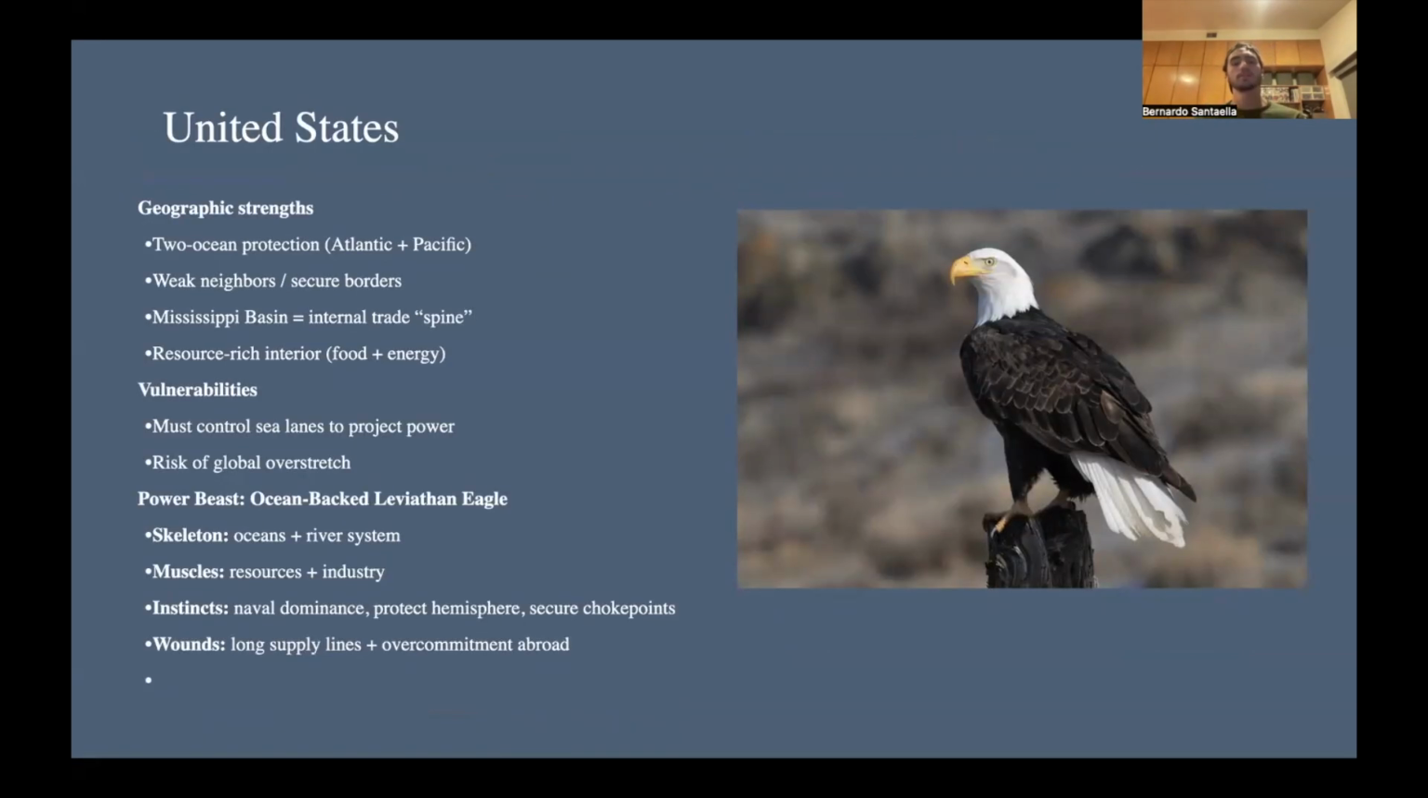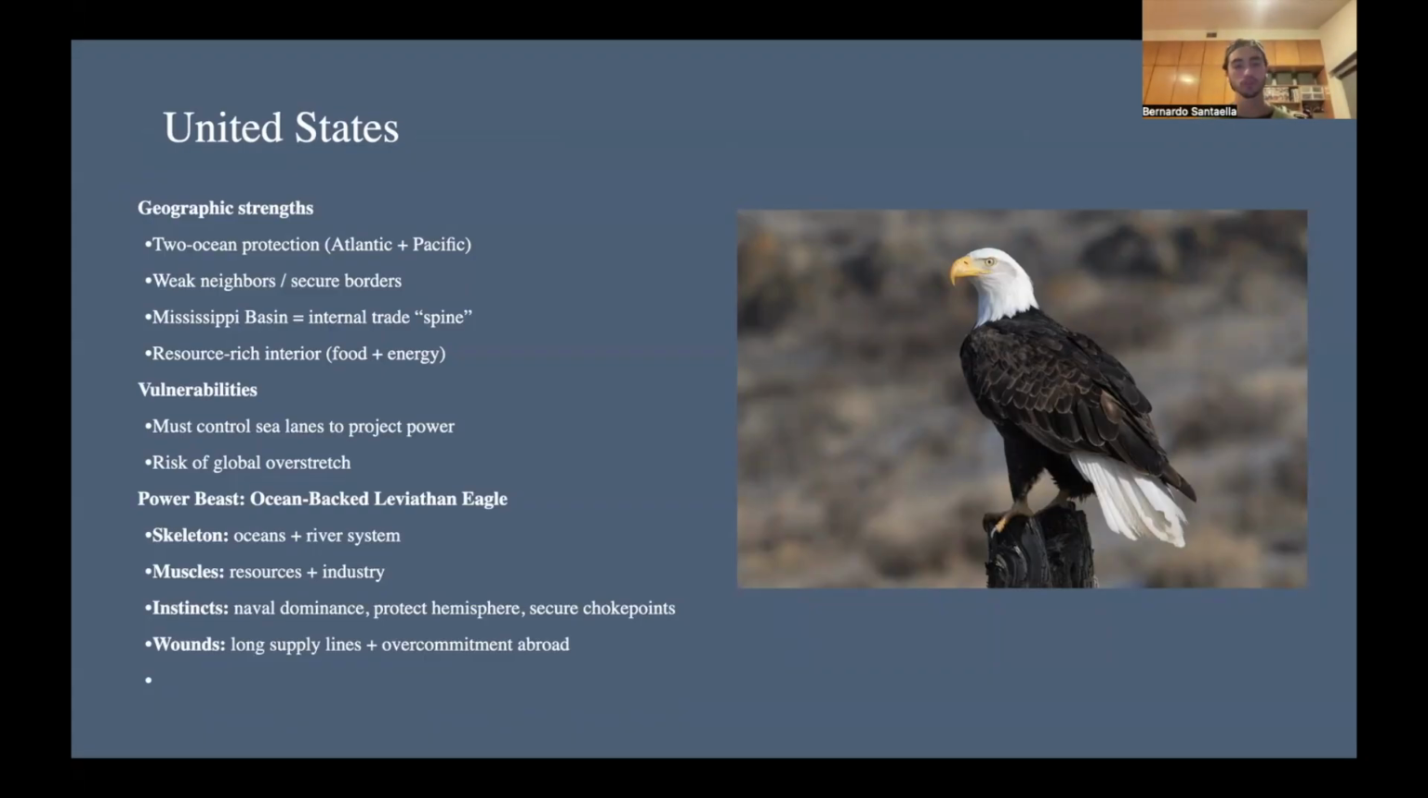The United States, geographic analysis and metaphor. The creature is a bald eagle with an ocean serpent tail. The US is a beast built for security and reach. The key reading idea is that the US has insular safety. It's protected by the Atlantic and the Pacific, which act as natural moats.